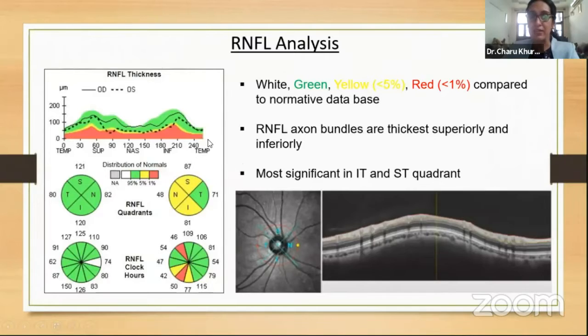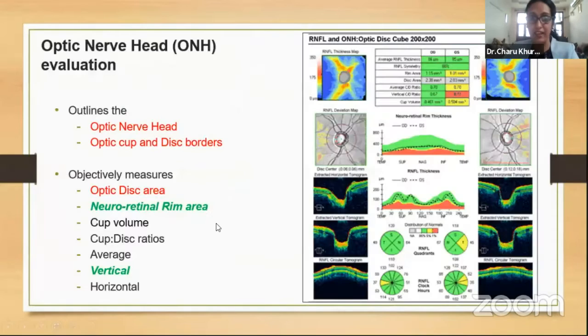Now, this is the standard RNFL analysis that we're all familiar with. We know the color coding. We know that there is a circumpapillary scan which is being used, and it is giving us the sectoral as well as the quadrant distribution, with red indicating significance less than 1% of the normative database and yellow being less than 5%. We are also able to evaluate the optic nerve head, where the OCT outlines the optic nerve head and the cup and disc borders, and gives us all these parameters that we can evaluate.